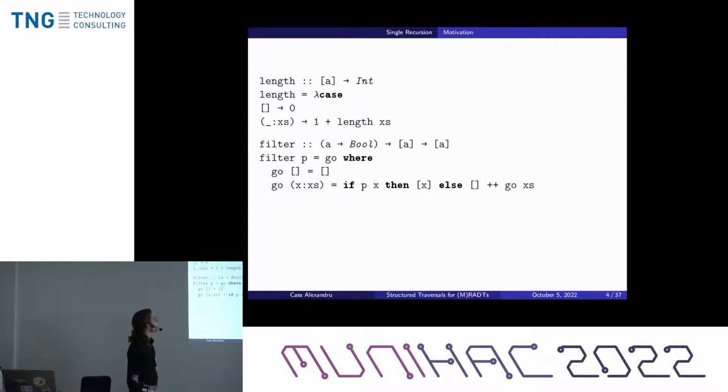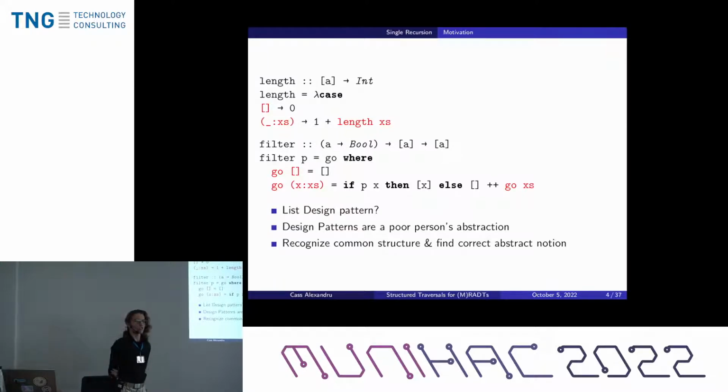Here are two functions which basically do recursion over a list. And if we look at them a bit, we see there's some sort of structural similarity going on. So we pattern match on the list, and then we recursively call the function on the rest of the list, and then we combine the recursive result somehow with the element, with the head of the list in this step.